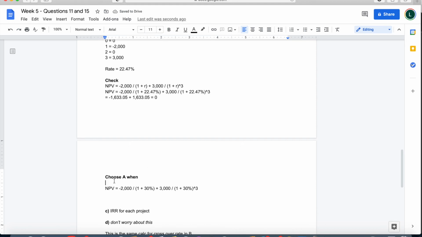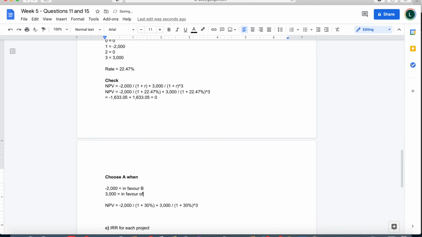Now we know that our negative 2,000 is in favor of B, and our positive 3,000 is in favor of A. So that's important to know which one to choose. So if we do our little calculations, we're going to get negative 1,538.46, plus 1,365.49. So which one's our highest NPV?